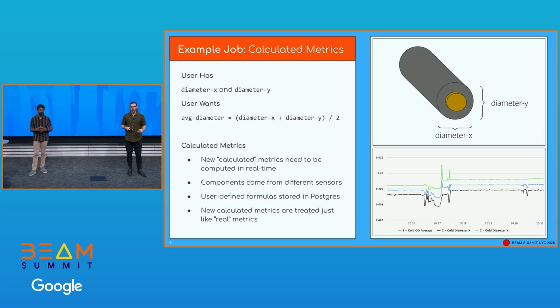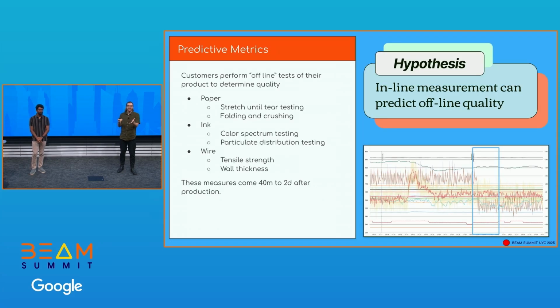This is a quick example of what we're doing. This is our calculated metrics job. It's a classic example where you have 2 sensors that are measuring the same thing. In cable manufacturing, you're measuring the width of the cable and the height of the cable, and you just care about the average. So we'll let the user define a function in JavaScript: average diameter is diameter x plus diameter y divided by 2. Then we have a Beam job running a JavaScript interpreter inside of a PTransform, doing that streaming join in real time and shipping that new metric, which is then treated as a new metric downstream. So that's an example of one of these real-time jobs we have running right now. And this talk is actually about an advanced version of that, which is called predictive metrics.